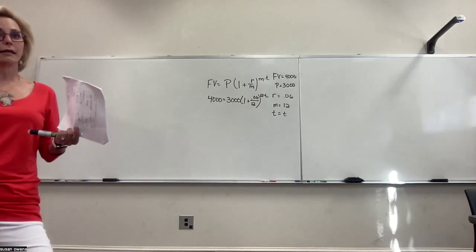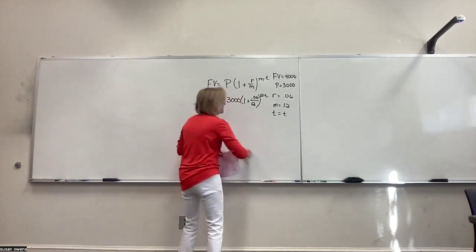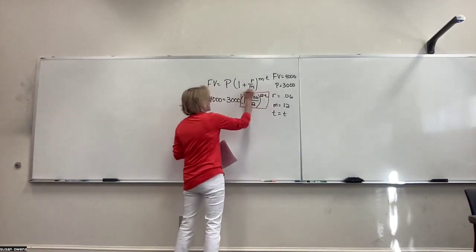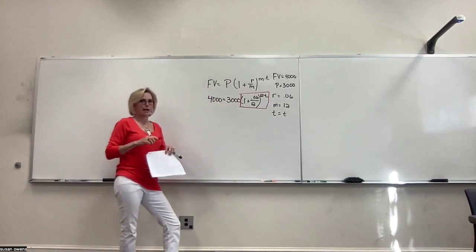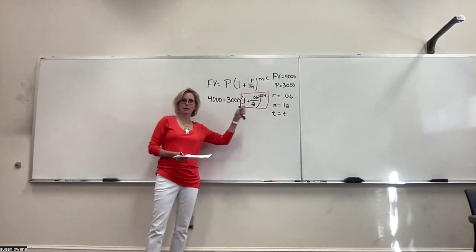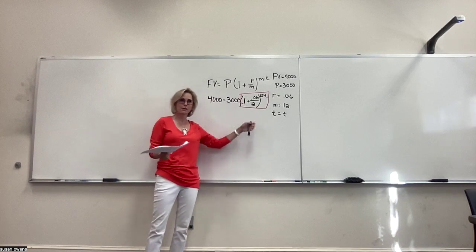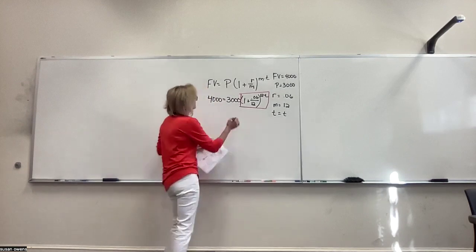Okay, but not yet, because we have to isolate the exponential. This piece right here is the exponential. On the last test, I said it over and over again. What is the 3,000 doing with this guy? Multiplication. How do we get rid of multiplication? And yet y'all subtracted. Okay, divide by 3,000.